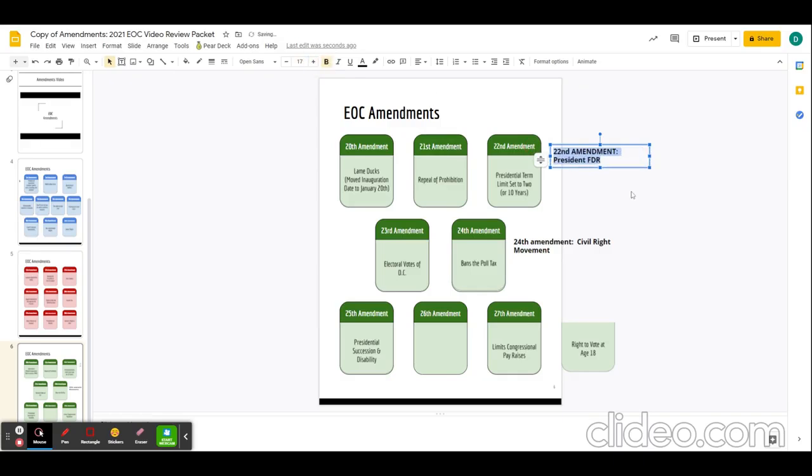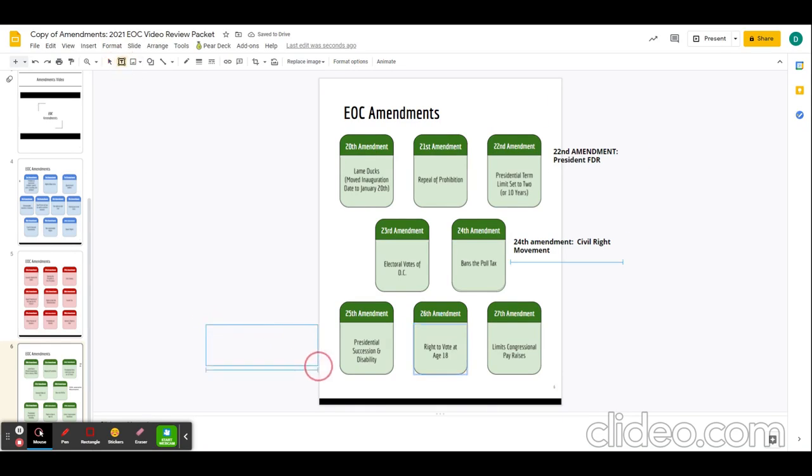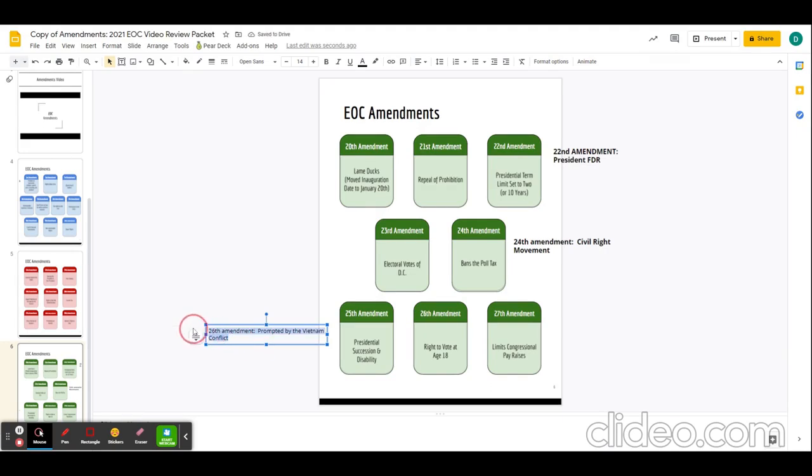And then obviously our last amendment is the 26th Amendment, and that is the one that lowers the voting age from 21 to 18. And let's make a note for that one as well. The 26th Amendment was prompted by the Vietnam conflict. The draft age was 18, and so the slogan began, if you were old enough to serve, you were old enough to vote. Tuck him right there underneath.